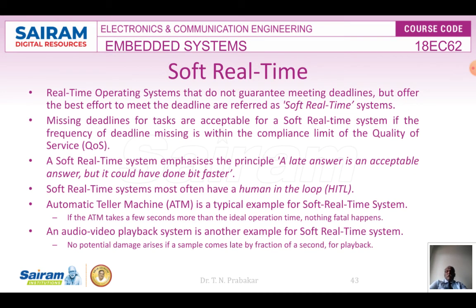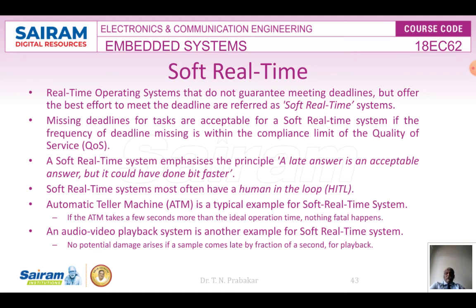On the other hand, with soft real-time systems, you can miss 1 or 2 deadlines. That will not be a problem, right? Missing deadlines for tasks is acceptable. And if the frequency of deadline missing is within the compliance limit, there may be some quality of service definition. So in every 1000 tasks, you can miss 1 or 2 tasks, something like that, right? A soft real-time system emphasizes the principle that a late answer is an acceptable answer, but it could have been done faster, right? And in that case, we can include a human.